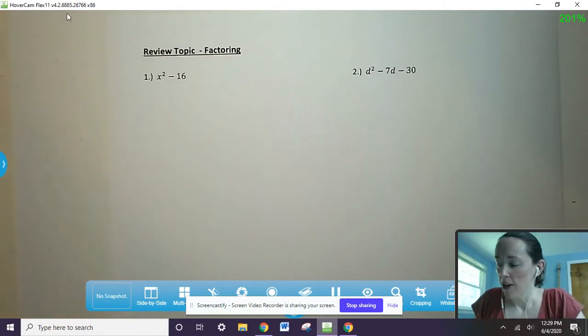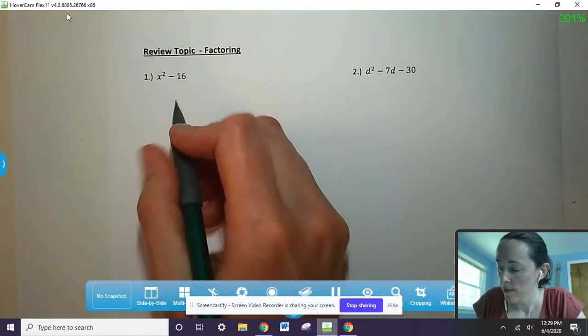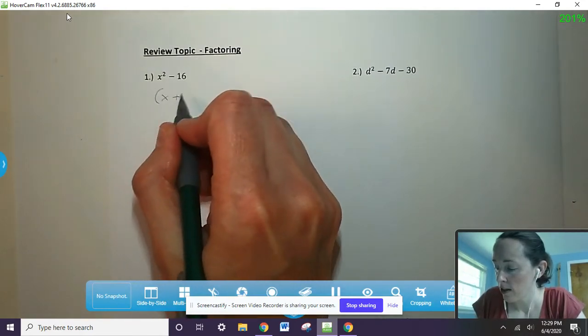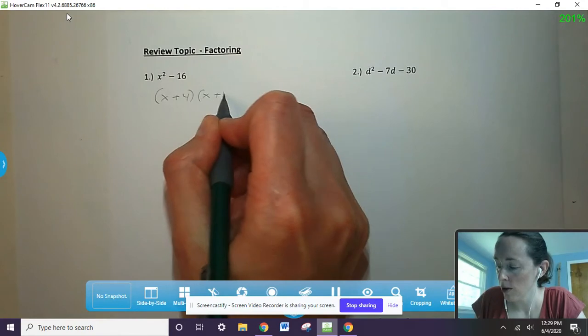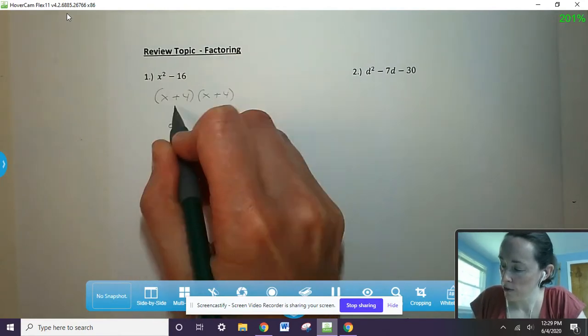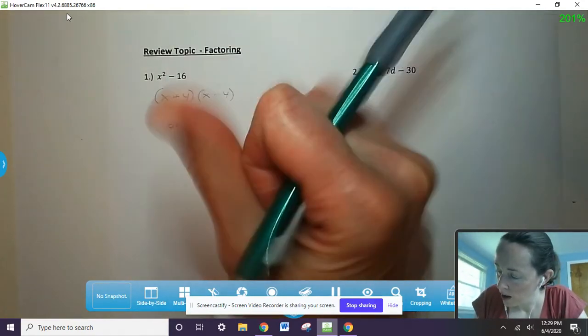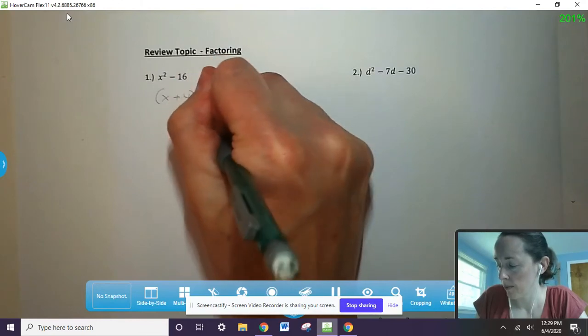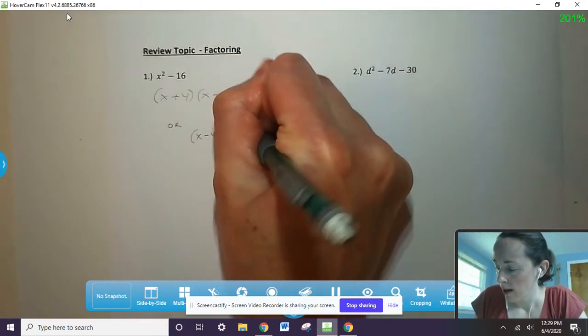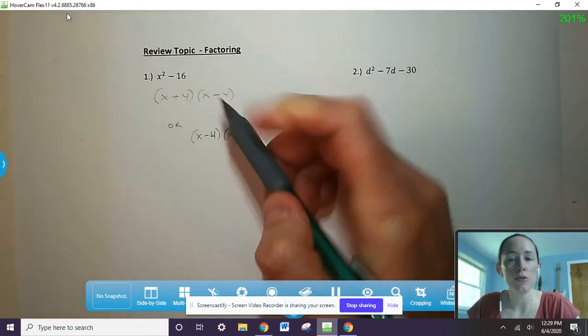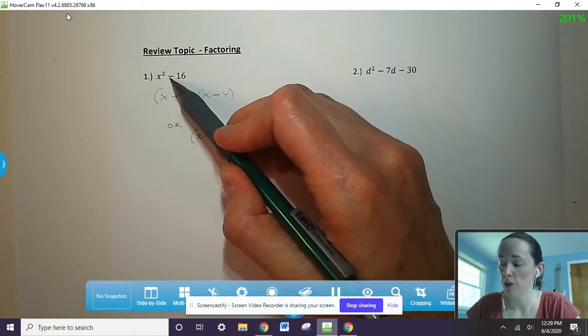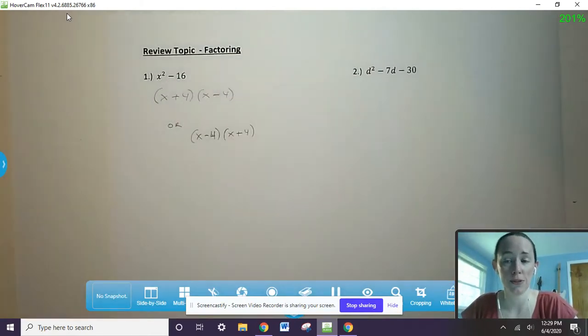You are expected to know how to factor a difference of 2 squares. You, of course, can put the factors in either order. So you can have x plus 4, x minus 4, or you can have x minus 4, x plus 4. And if this were a plus, you couldn't do a difference of 2 squares. It does have to be a difference, and you need perfect squares for both terms.